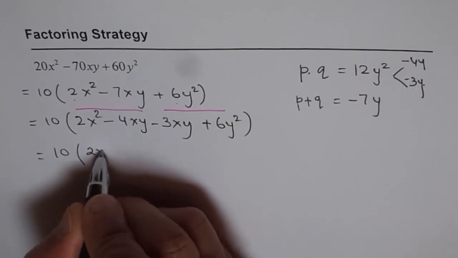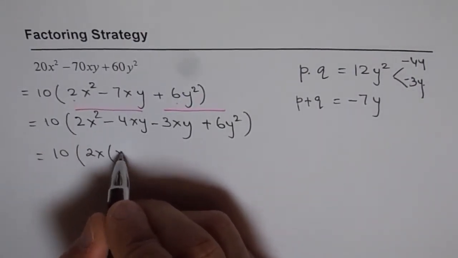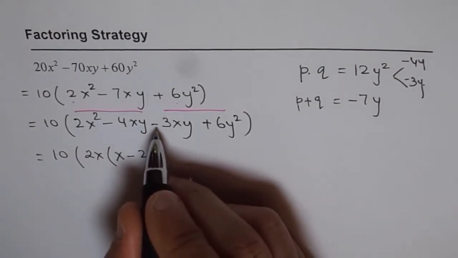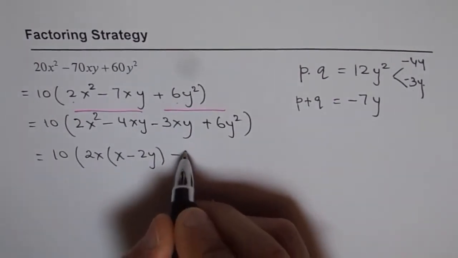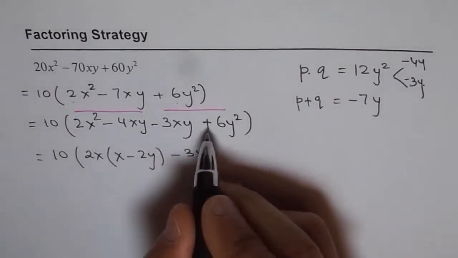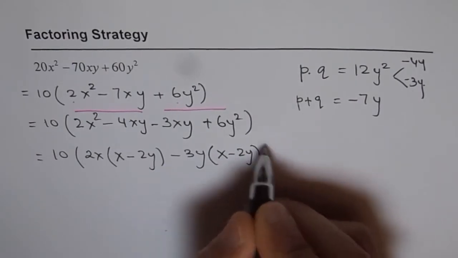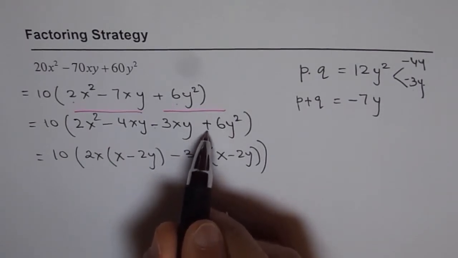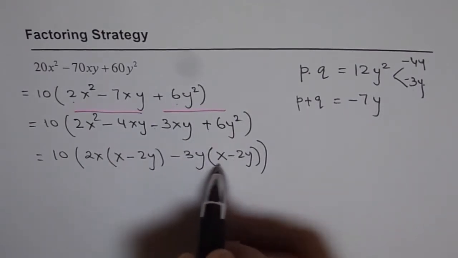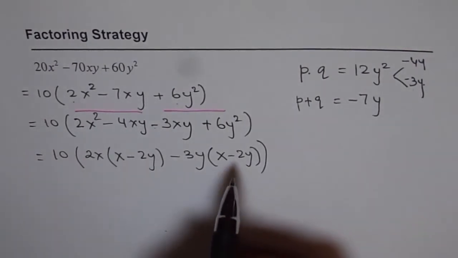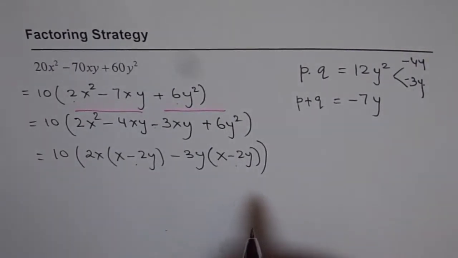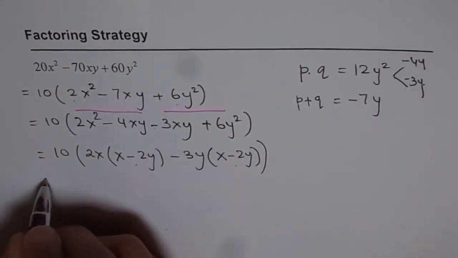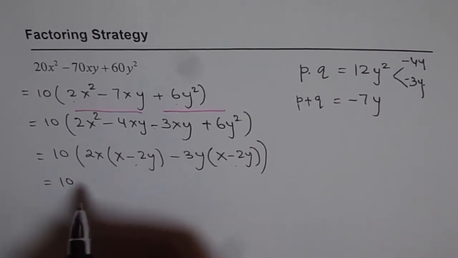2x is common in the first group, so factor 2x, and you are left with x minus 2y. In the second group, minus 3y is common, and then you get x minus 2y. Remember, when you take a minus out, you have to change the signs inside, right? That is important. The second step is always that you should get the same factor. Otherwise, think as if you have made a mistake. Recheck.